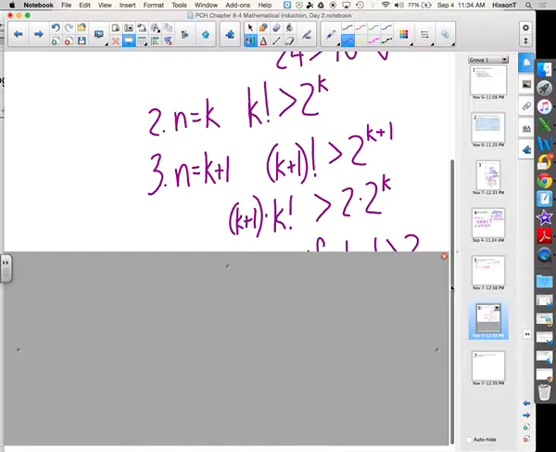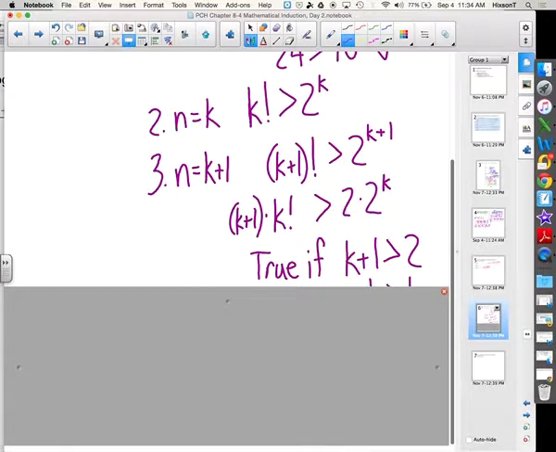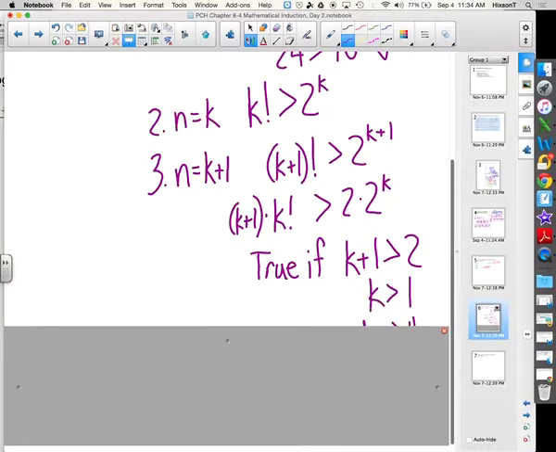So, how will this stay bigger than this? k plus 1 is greater than 2. There we go. If k plus 1 is greater than 2, this will stay true. Okay? So if k plus 1 has to be bigger than 2, then k has to be bigger than 1. Alright? But what do we know about all the values of n? They're greater than or equal to 4. So is k bigger than 1?